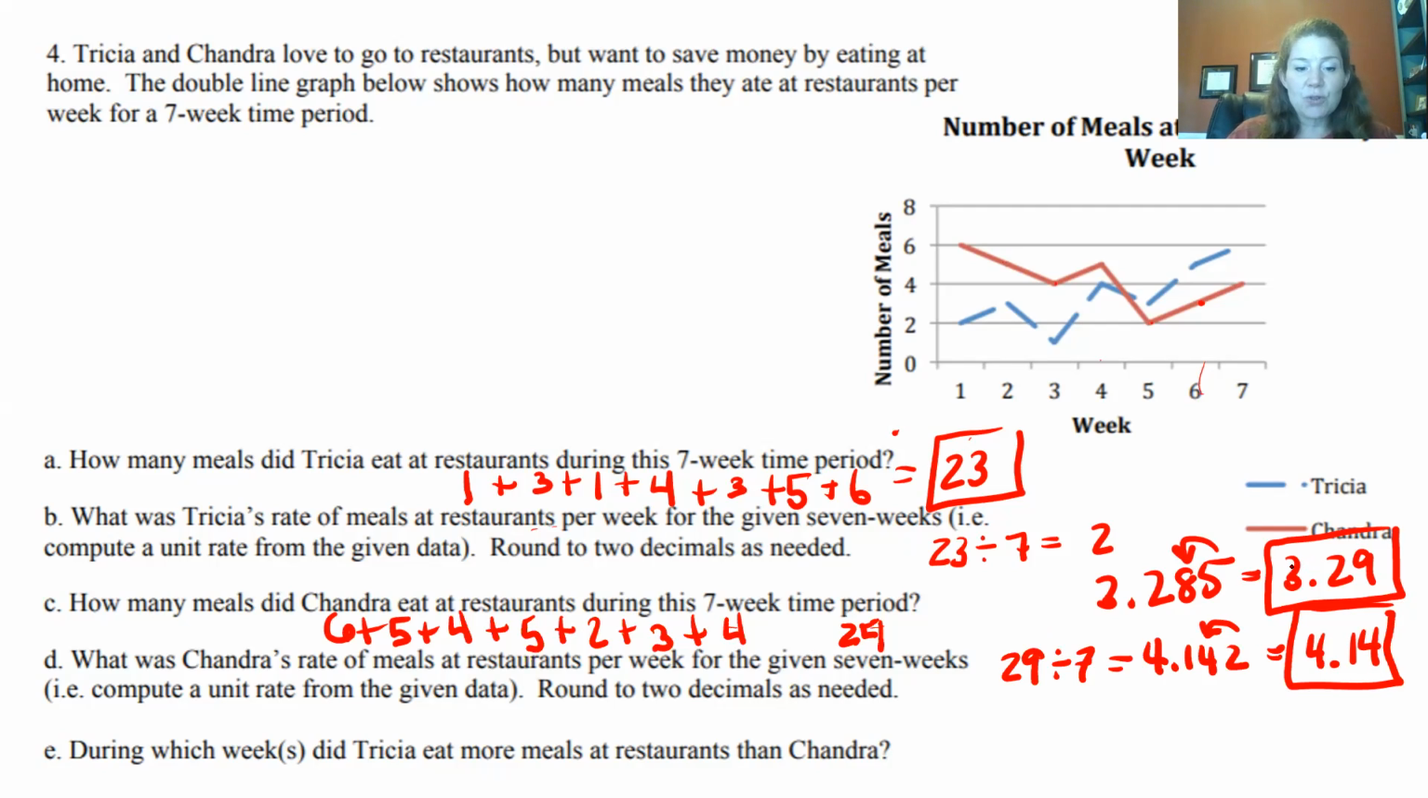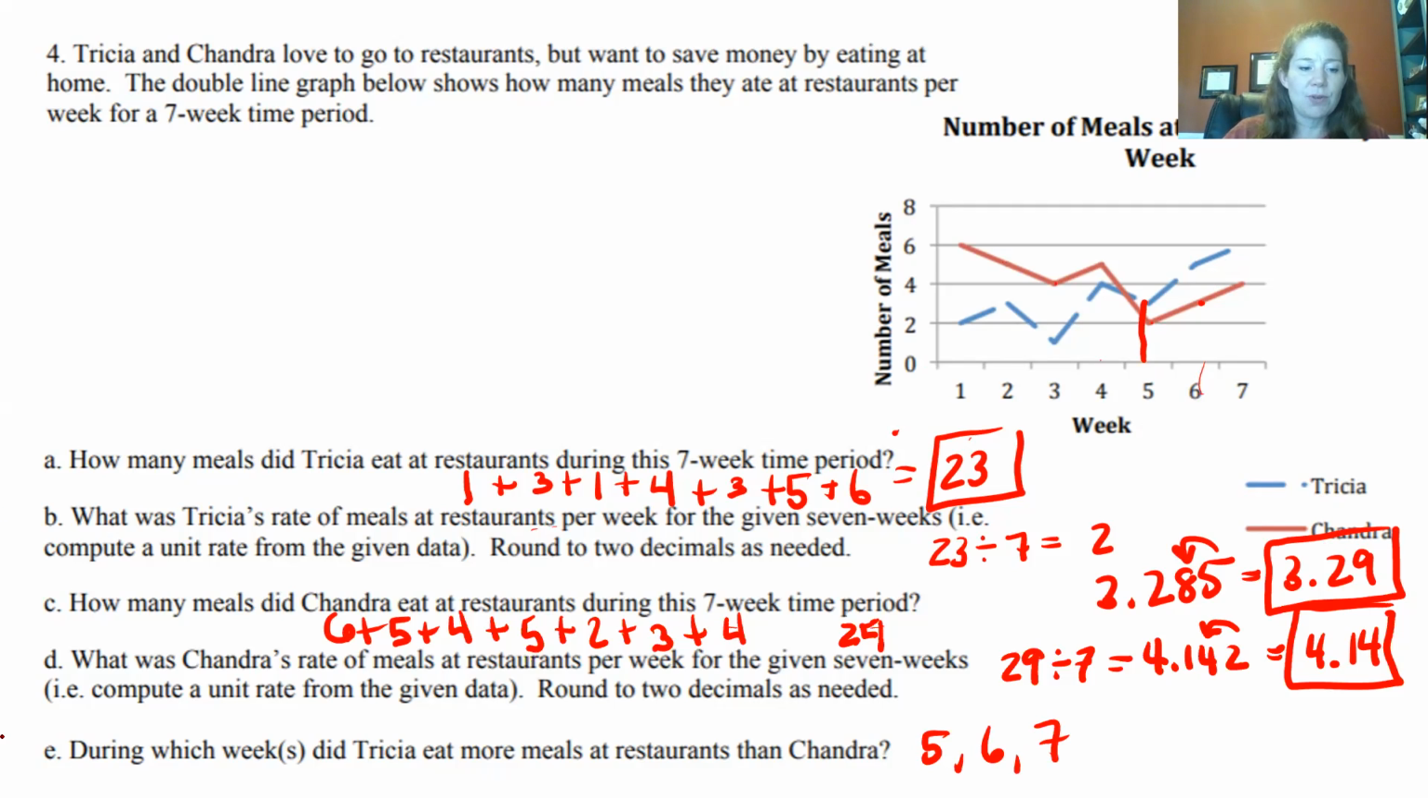During which week did Trisha eat more meals at restaurants than Sandra? Well, it's the only time that Trisha's line, the blue line, goes above Chandra's, which are weeks 6 and 7. So even in week 5 she did as well, right? So week 5, Chandra ate 2 meals and Trisha ate 3. So weeks 5, 6, and 7, Trisha ate more.